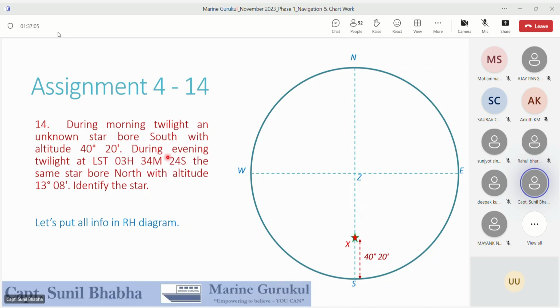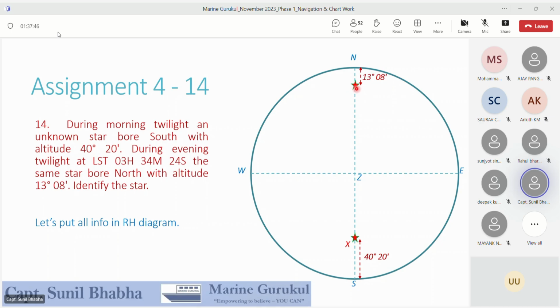Further, the question says during evening twilight at LST so and so, the same star bore north. So north bearing is represented by ZN. The star had an altitude of 13 degrees 08 minutes, so it was 13 degrees 08 minutes from the horizon. Now N point represents the horizon here. So if we go 13 degrees 08 minutes above the horizon, this is where the star is at the time of evening twilight.